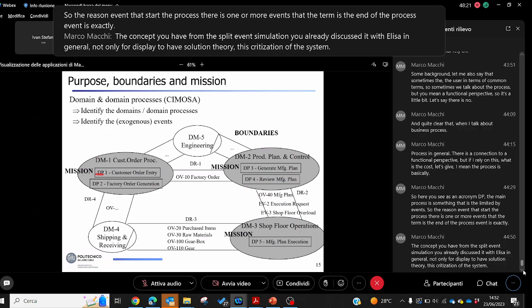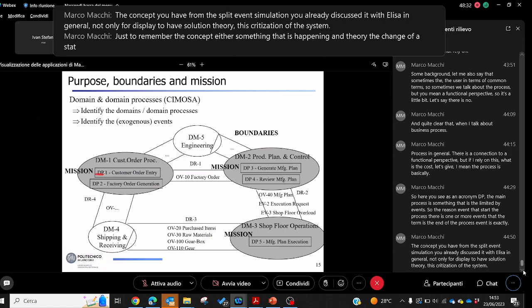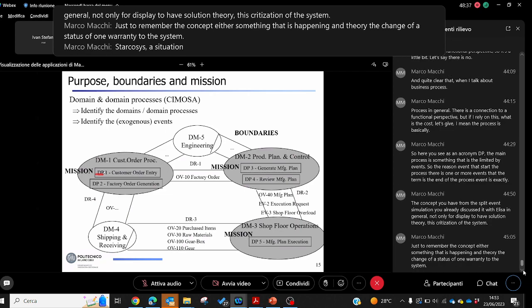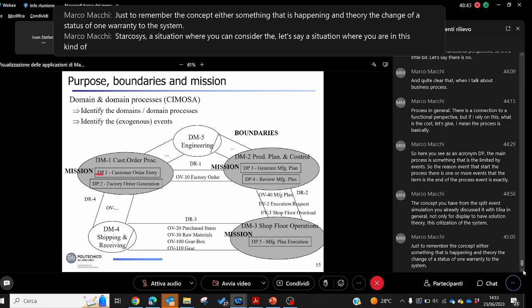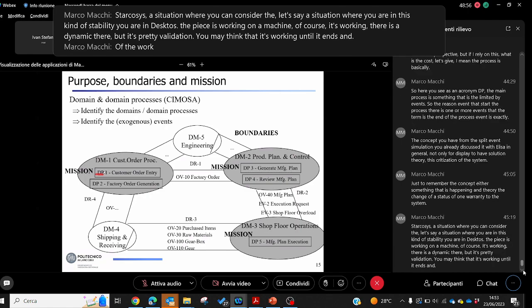Event, just to remember a little bit the concept, is something that is happening and determines the change of a status of one or more entities in the system. Status is a situation where you can consider a kind of stability. You are in that status. The piece is working on a machine. Of course, it's working, there is a dynamic there. But from the discretization, you may think that it's working until it ends. The end of the working stage is the event that determines the change of the state.